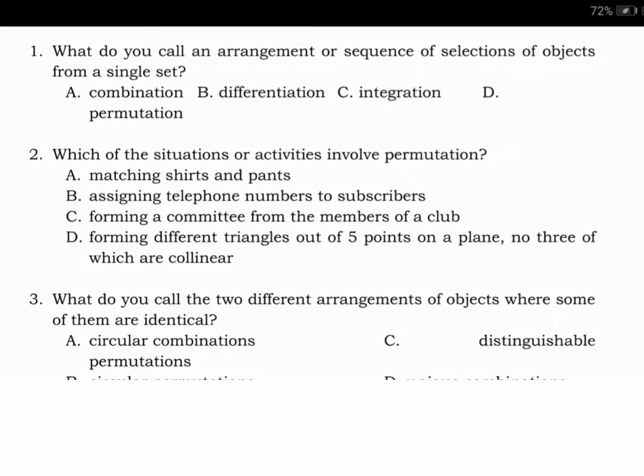What do you call an arrangement or sequence of selections of objects from a single set? The answer is D. Permutation. Number 2. Which of the situations or activities involve permutation? The answer is D. Forming different triangles out of 5 points on a plane, no 3 of which are collinear.